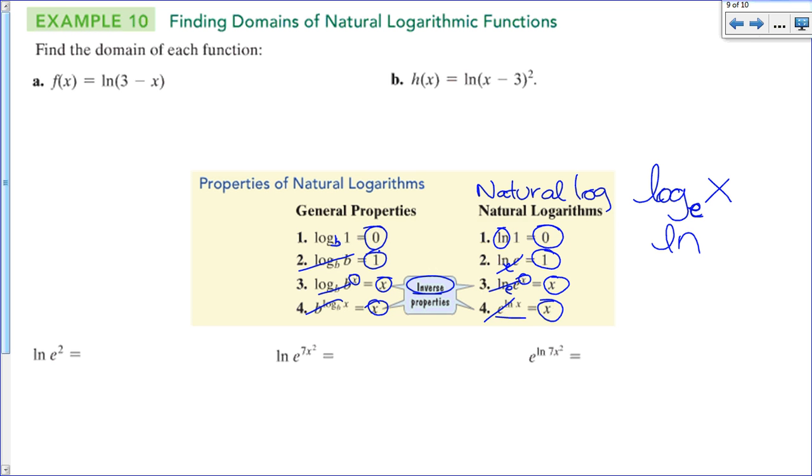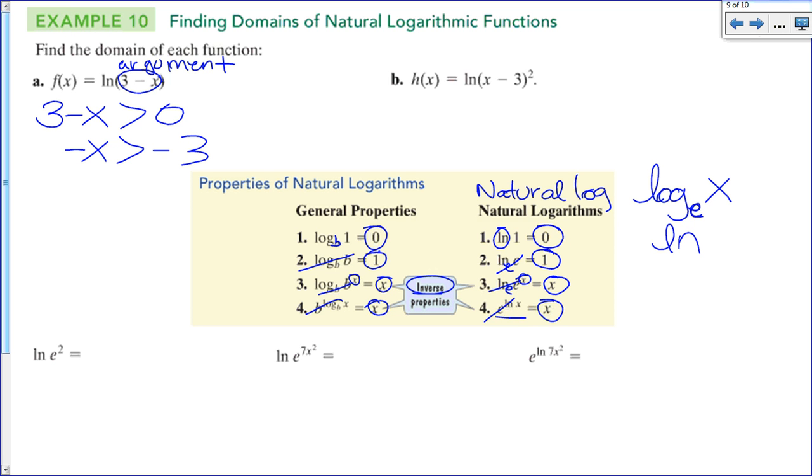So let's go ahead and go back to example 10, find the domain. And to find the domain, we're going to use the same idea. So we take what's inside, we call this the argument, and 3 minus x must be greater than 0. So then we have negative x is greater than negative 3.